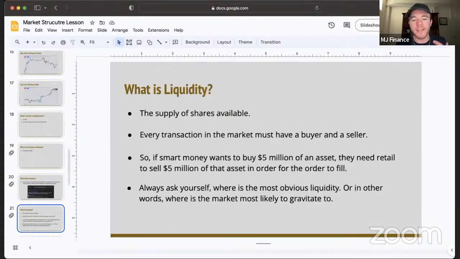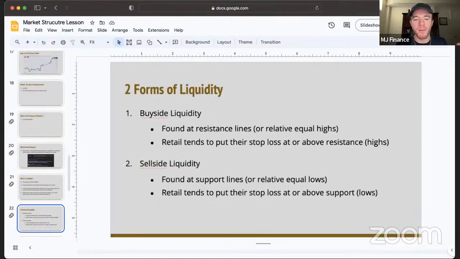So liquidity, it's the supply on shares. Just focus on that for now. Two forms: buy side liquidity, sell side liquidity. Remember what I said: relative equal highs, relative equal lows. Resistance is generally found where? At relative equal highs. Most of retail tend to put their stop loss at or above resistance because they think that can't be broken since it's resistance.